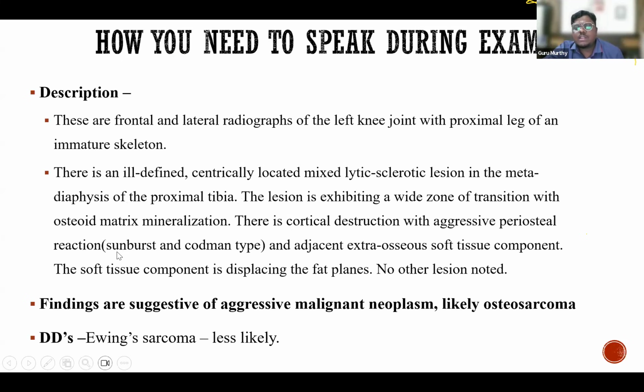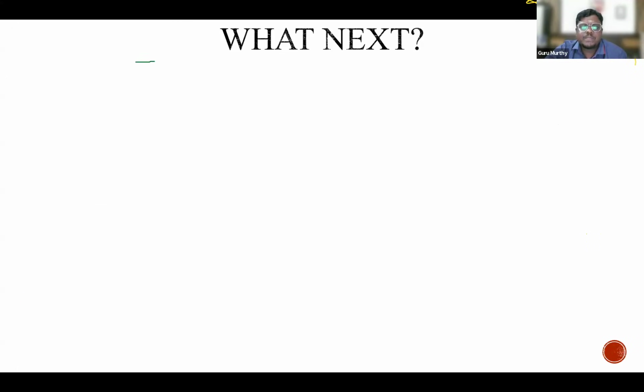You can mention the types like sunburst and Codman's were seen, and an adjacent exogenous soft tissue component is noted. The soft tissue component was just displacing the fat planes. It was not obliterating the fat planes anteriorly, and no other additional lesions are noted, because osteosarcomas are known to have skip metastasis; additional bone metastasis are all possible. And the differential, since it's a malignant lesion in a young patient, can be Ewing's, but the matrix favors osteosarcoma.